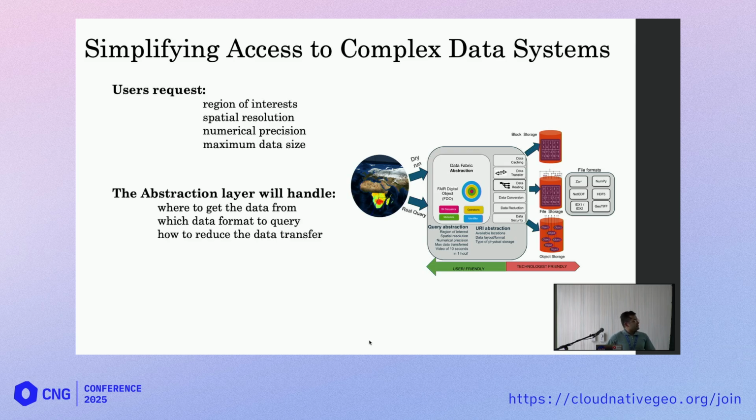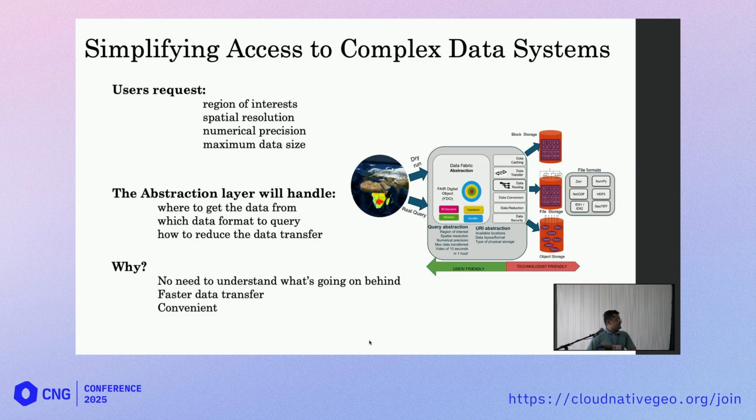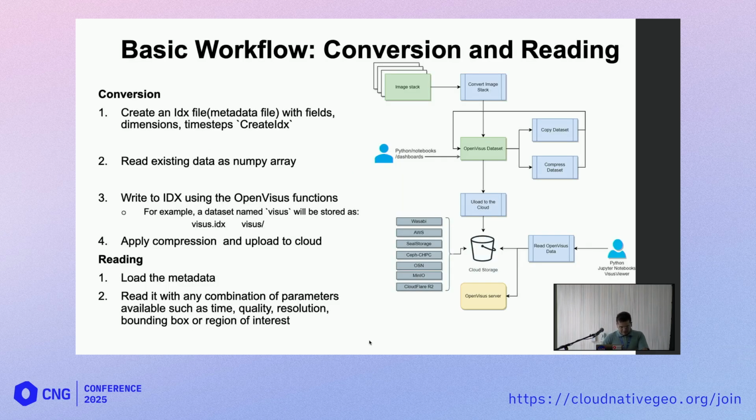And our abstraction layer will know where to get the data from, which data format to query. Maybe the data is in netCDF format or HDF format or TIFF or anything. And we also support compression, so we know how to reduce the data at the very source. So why is this important? It actually removes the complexity, so users do not have to understand what is happening beneath all this. It is very convenient, and the data transfer is faster as well.